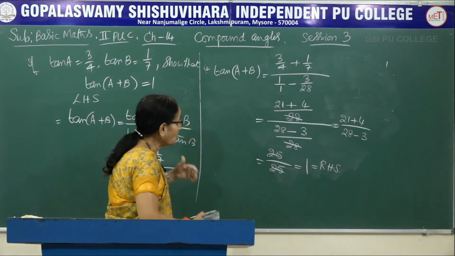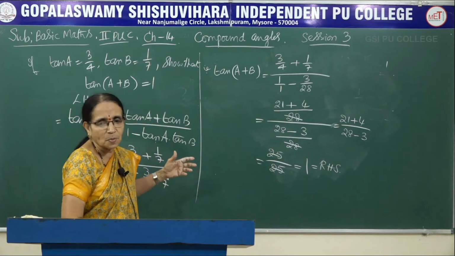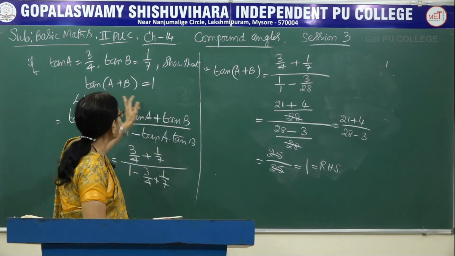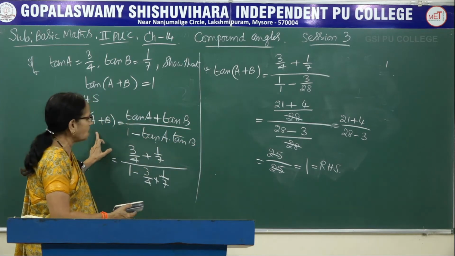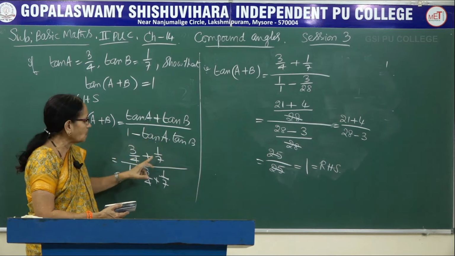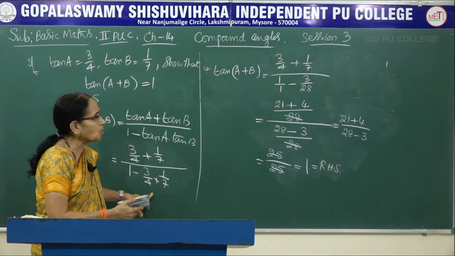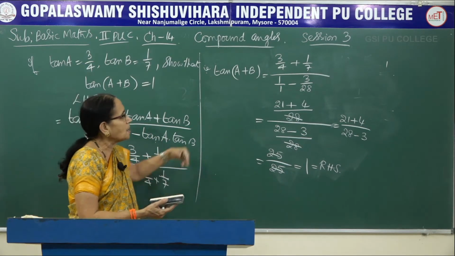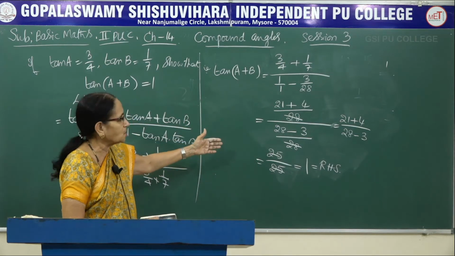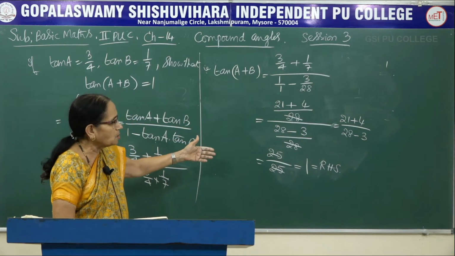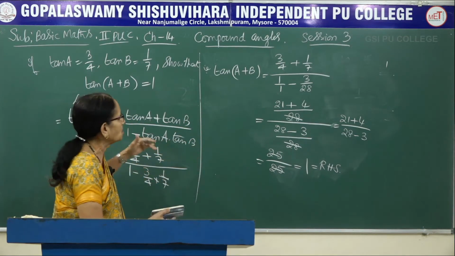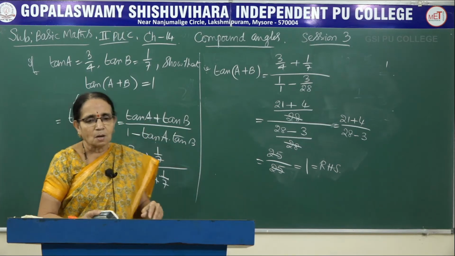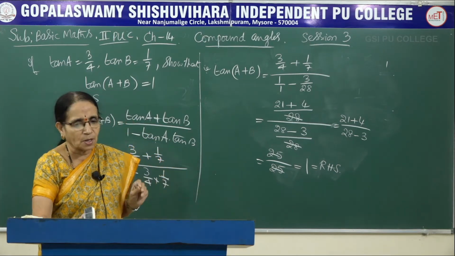Because we were asked to show that tan of A plus B equal to 1, we started with the left hand side, wrote the expansion of that one, substituted the values which have been already given in the problem, and doing the arithmetical calculation, we arrived at the value 1, which was the right hand side. Now, even these problems are also given for a 2-mark question.